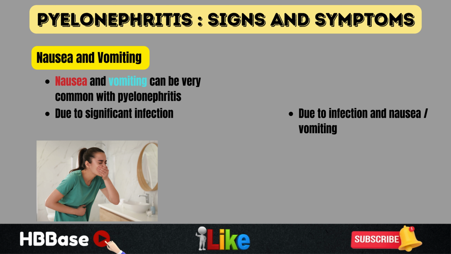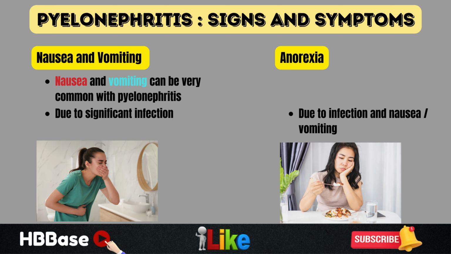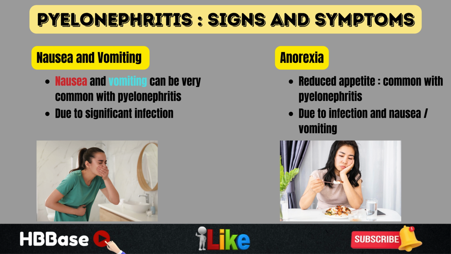Another symptom that can occur is anorexia. So anorexia is simply a reduced appetite, and this, again, is common with patients who have pyelonephritis. And again, this is going to be due to infection. So ultimately, the patient is going to feel very unwell. They're not going to have an appetite, and then they also have this nausea and vomiting. So they're going to refuse food. They're not going to want to eat.